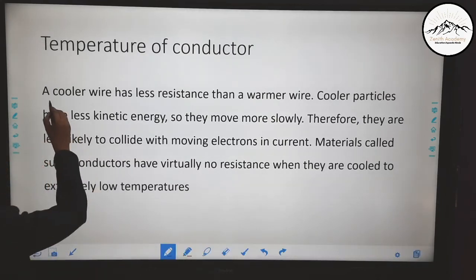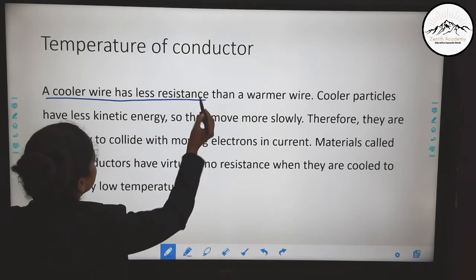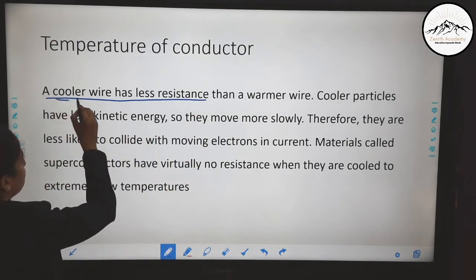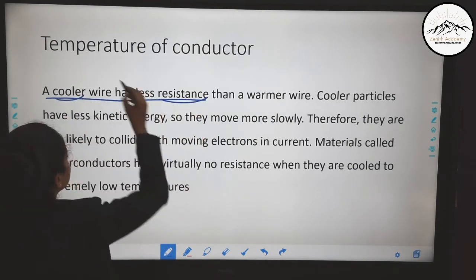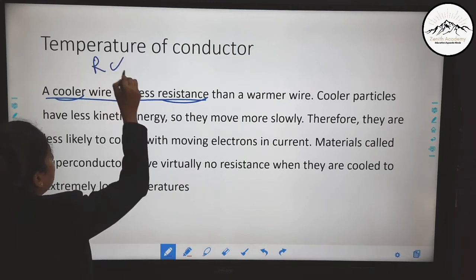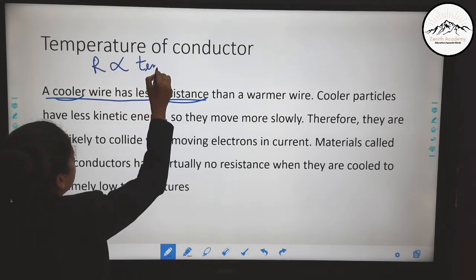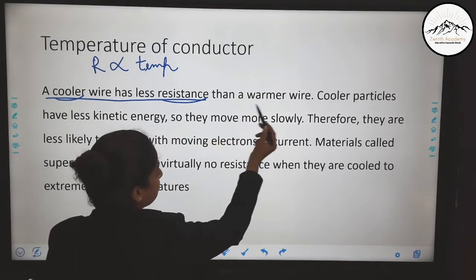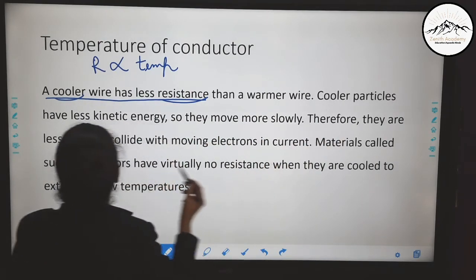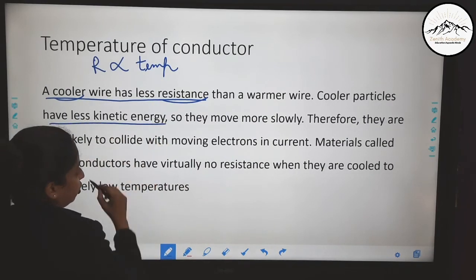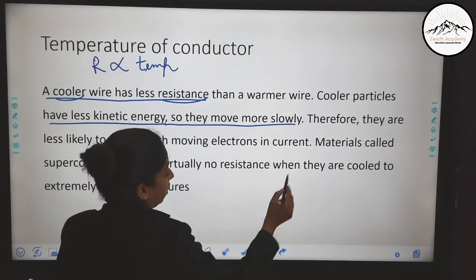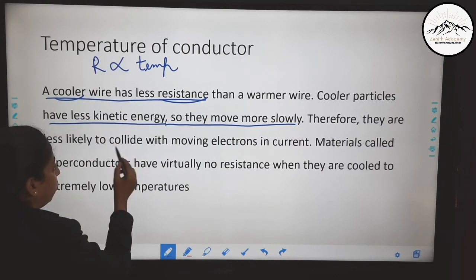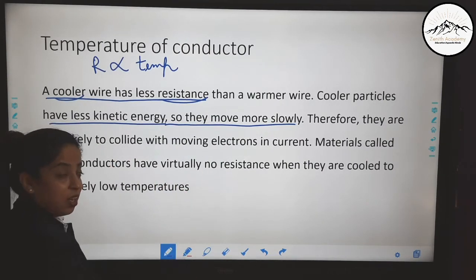So you can say a cooler wire has less resistance, meaning temperature is less, resistance is less. So resistance is directly proportional to temperature. A cooler wire has less resistance than a warmer wire. Cooler particles have less kinetic energy, so they move more slowly. Therefore, they are less likely to collide with the moving electrons in a current.